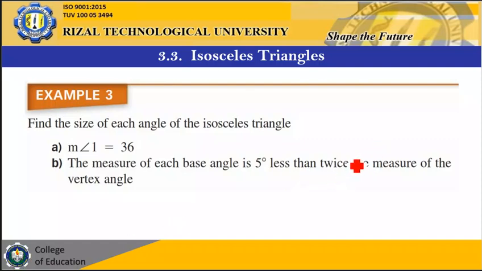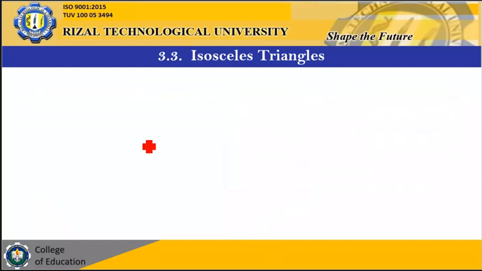So first, let's illustrate our isosceles triangle. And let's name that this one is angle 1, this one is angle 2, and this one is angle 3. And since this is an isosceles triangle, this side is congruent to this side. Okay? So for letter A, the measure of angle 1 is given, which is 36.